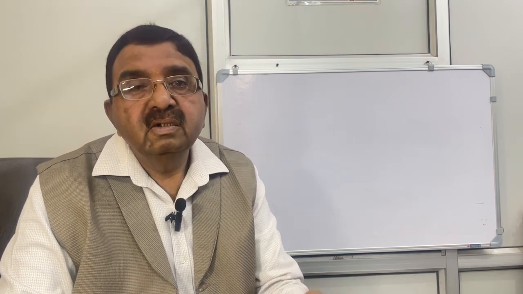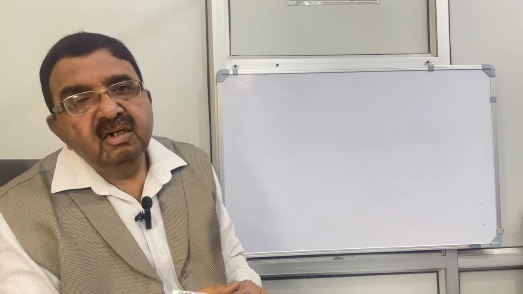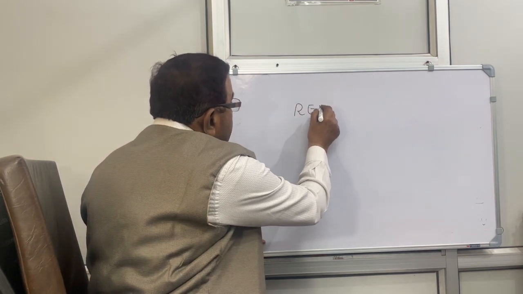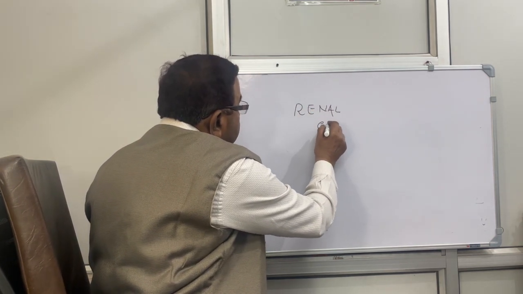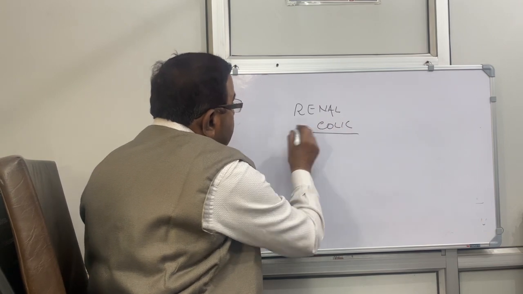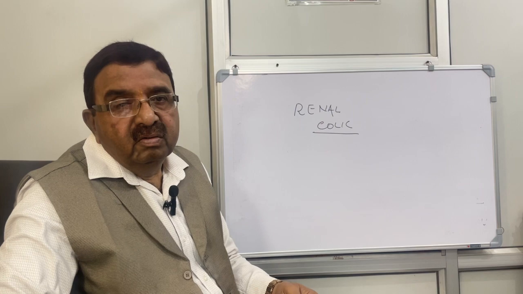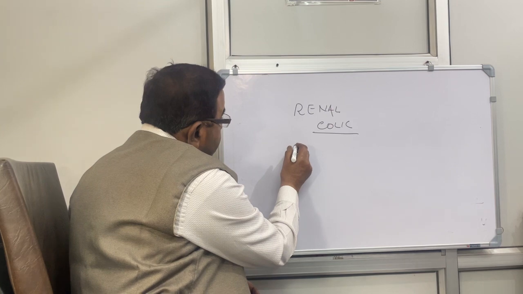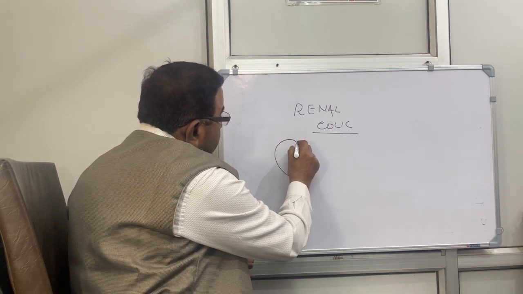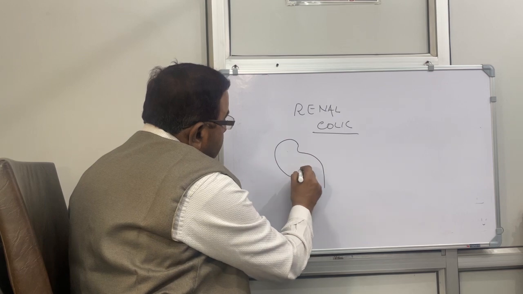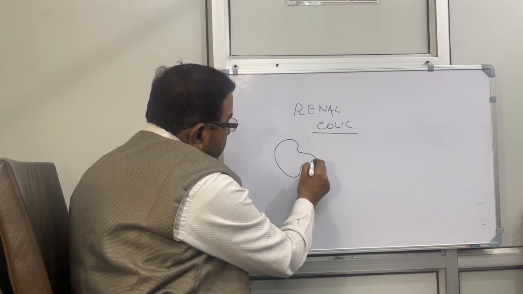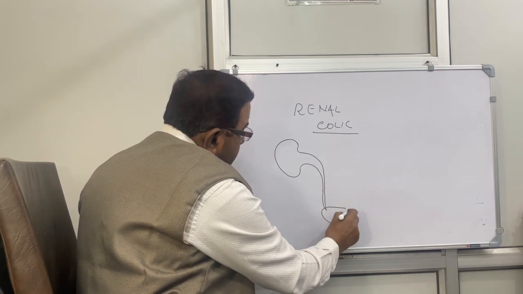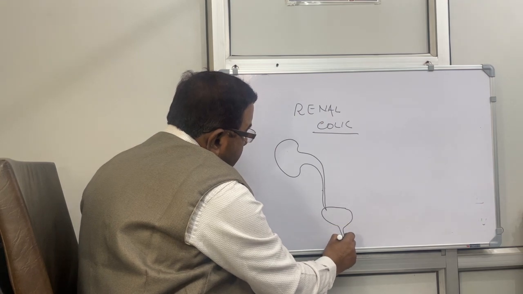Now coming to the topic of the day, that is renal colic. Renal means kidney, colic means pain. Now as you know, the urinary system comprises a pair of kidneys, the pelvis, ureter, urinary bladder and urethra.